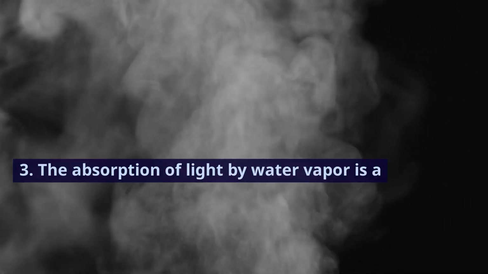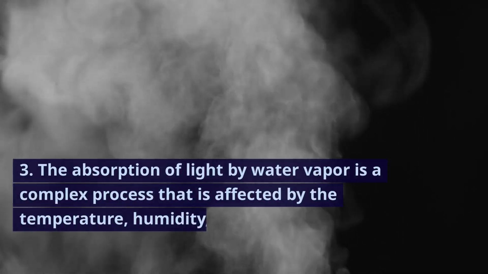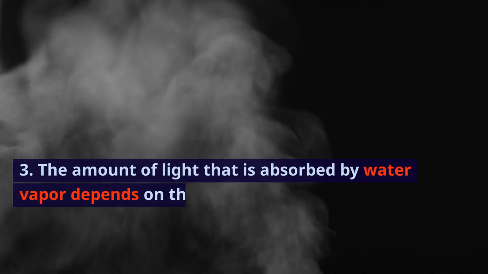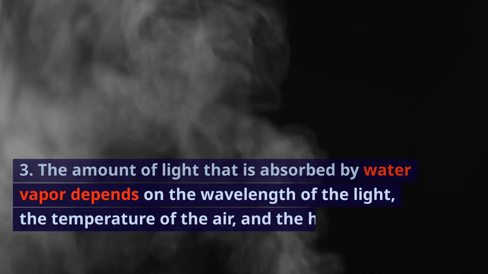3. The absorption of light by water vapor is a complex process that is affected by the temperature, humidity, and composition of the air. The amount of light that is absorbed by water vapor depends on the wavelength of the light, the temperature of the air, and the humidity of the air.